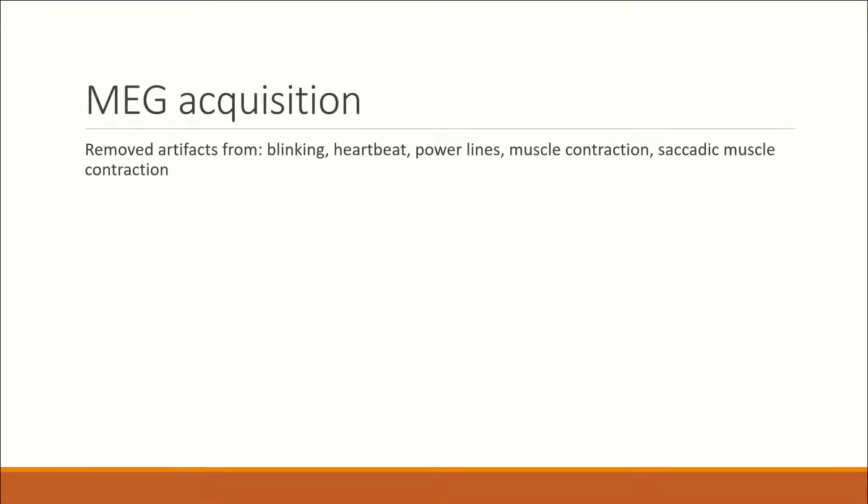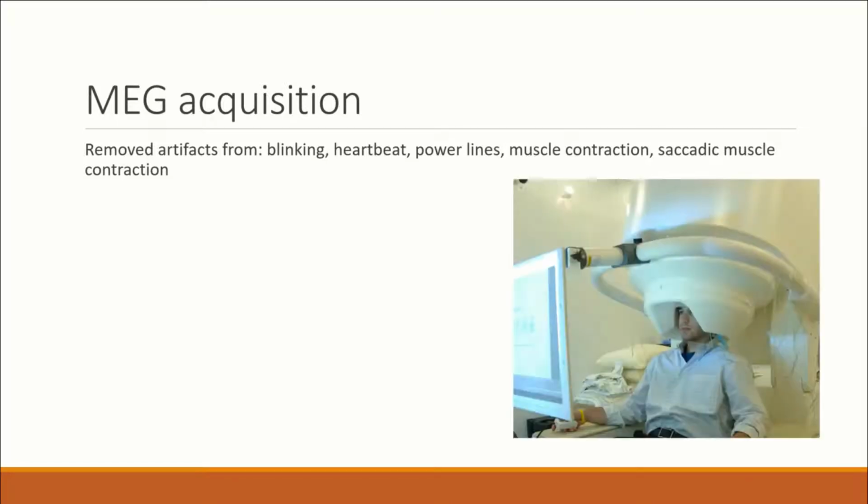Throughout the course of MEG data acquisition and analysis, the researchers needed to remove artifacts that result from bodily and environmental factors, like blinking, heartbeat, power lines, and muscle contraction, including saccadic contraction. This is because such factors can contaminate the signal. And here's an MEG machine illustrated there.